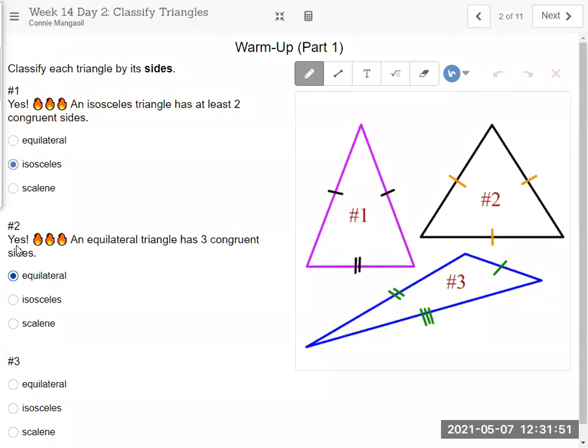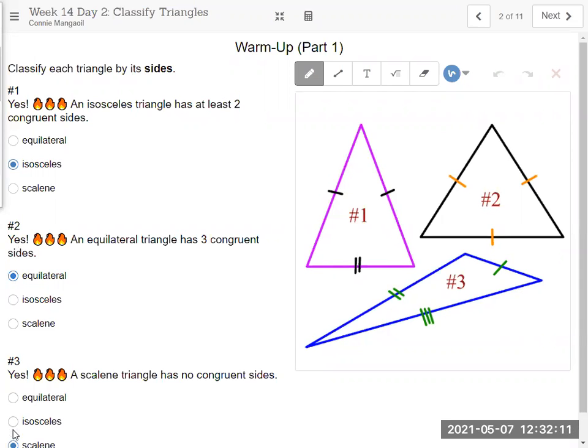And the third one, you see the tick marks: 1 tick mark for one side, 2 for the second side, 3 for the third side, which means that all sides have different lengths, right? So what do we call a triangle whose sides are all different? Of course, you only have 3 choices here. It would not be equilateral, it would not be isosceles, it should be scalene.